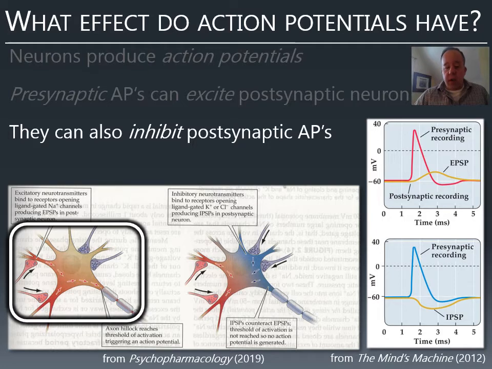And more excitation comes in from these axon terminals. And if enough of it happens, then this neuron will fire an action potential of its own. It has been excited sufficiently. It has reached what we call threshold.